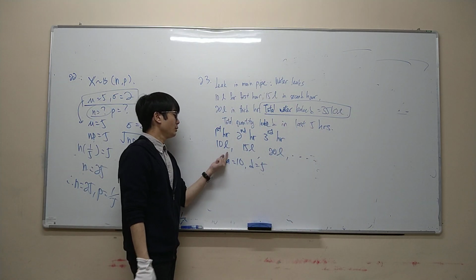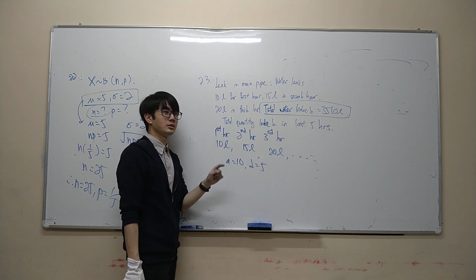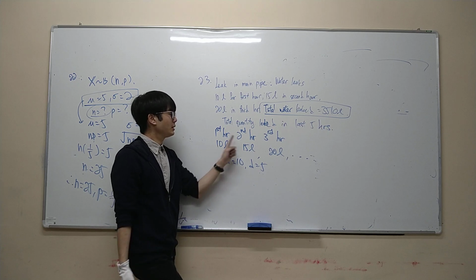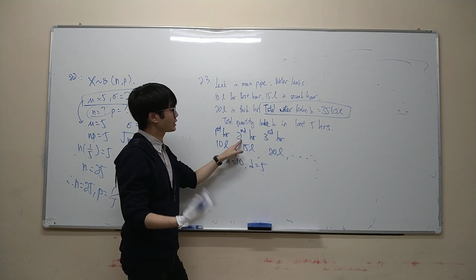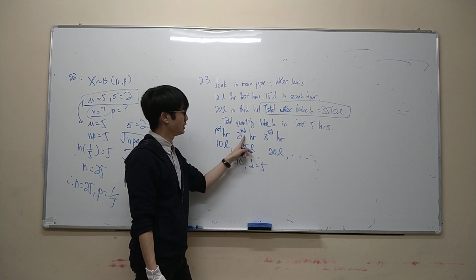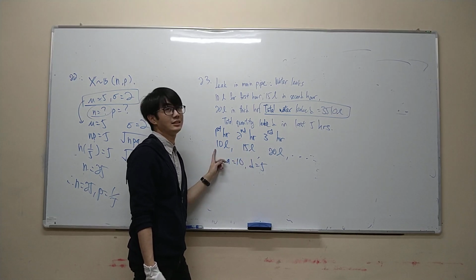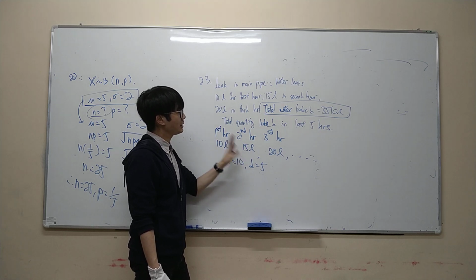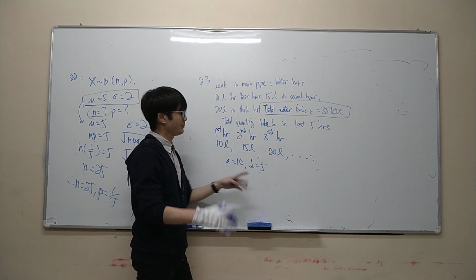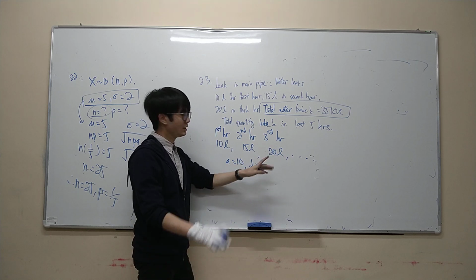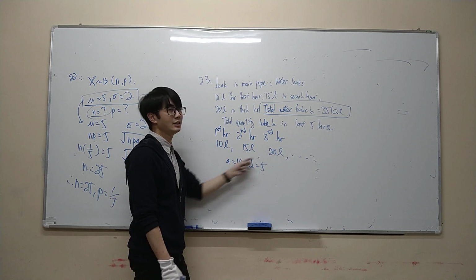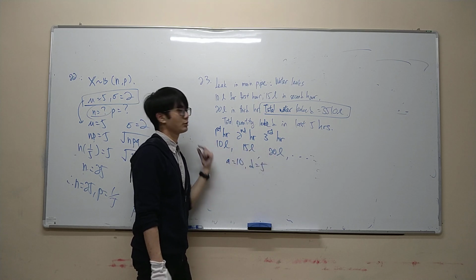I want to ask you, what is the total water leak in the first hour? It's 10, right? What about the second hour? It's not 15, it's 15 plus 10. Let me ask you again, what is the total water leak in the third hour? It will not be 20, it will be 20 plus 15 plus 10. Because you have to add.